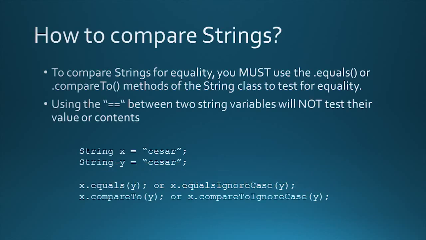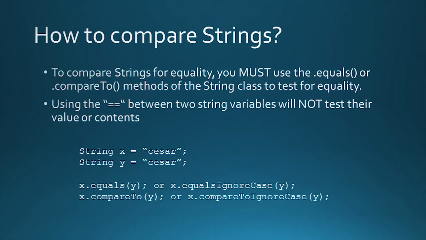Now, how do you compare strings? To compare strings for equality, you have to use the dot equals or the dot compareTo methods of the string class. Remember, you cannot use the two equal signs to test if two strings are equal. You will only be testing the address location and not the value or the contents of that variable. So for example, if you have two strings, x and y, and they both have the same value, you must use x dot equals y or x dot compareTo y to test for their equality.